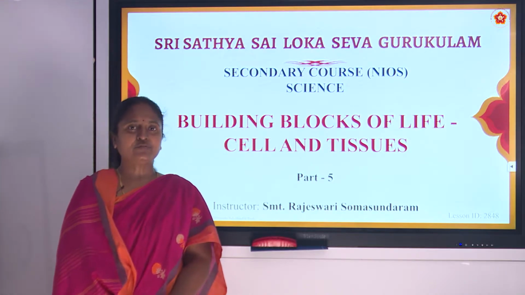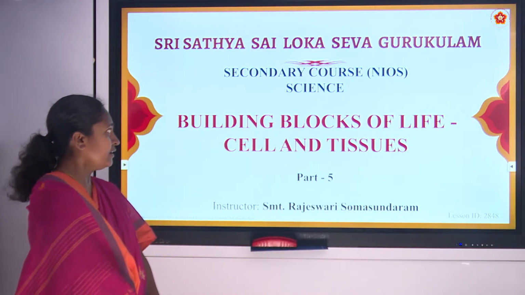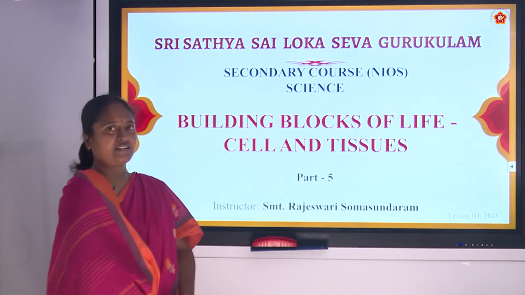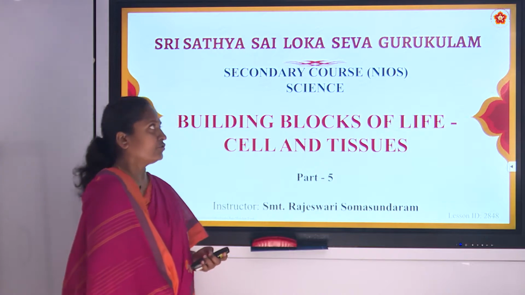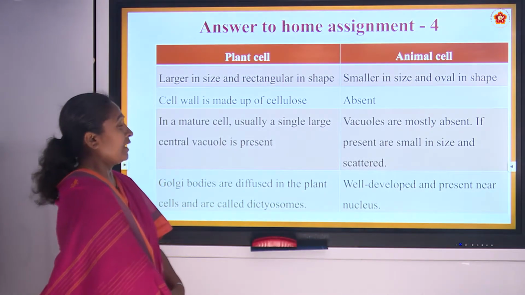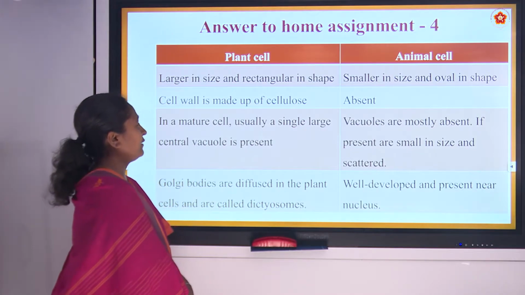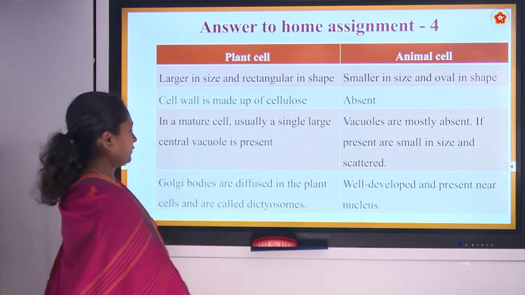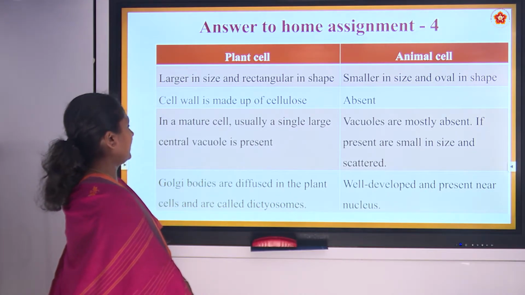Today we are going to see the continuation of the chapter Building Blocks of Life, Cells and Tissues. It is part 5. As usual, we will start with the home assignment answers. Last time it was asked the difference between plant cell and the animal cell, right? So here you can see some of the differences listed.